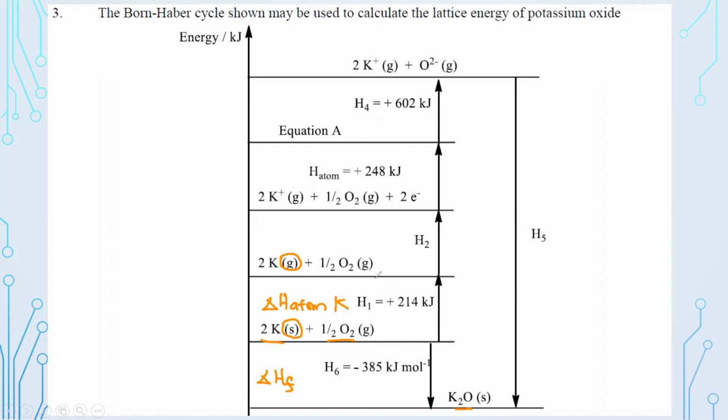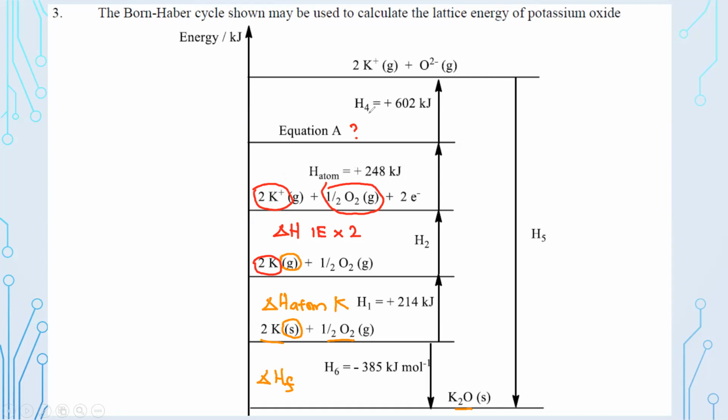And then from H2, 2K become 2K plus, isn't it? So this is the ionization energy. And because there is 2, you must multiply by 2. And then number 3 already tells you that this is atomization, and this is definitely atomization for oxygen, okay? Because you change to O.